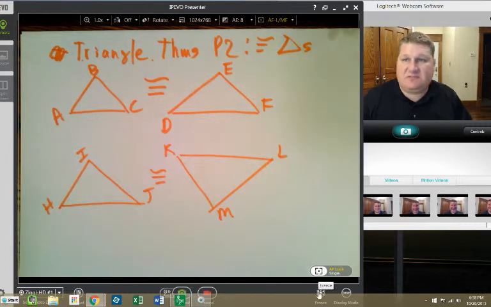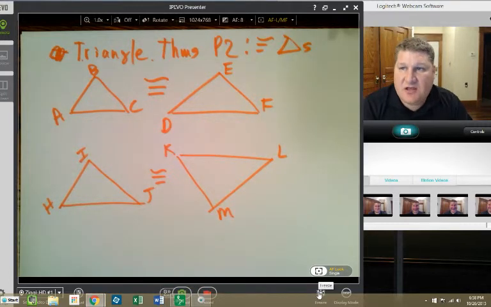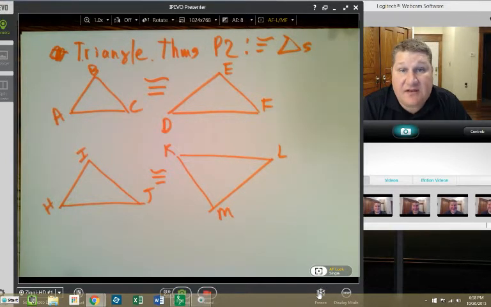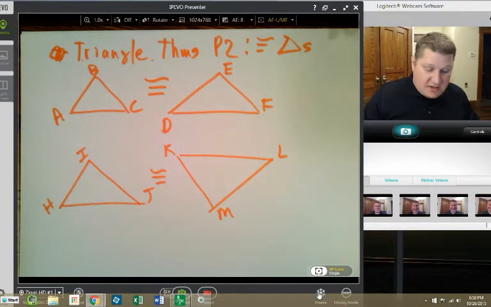Okay, ladies and gentlemen, let's talk about triangle theorems, part two, particularly congruent triangles. Now, we're going to go with the duh theorem of the day. The duh theorem of the day says that if two figures are congruent, then all of their parts are congruent. Duh. Because if two figures are the same, it would make sense that they're going to be made out of the same parts. So let's talk about that.